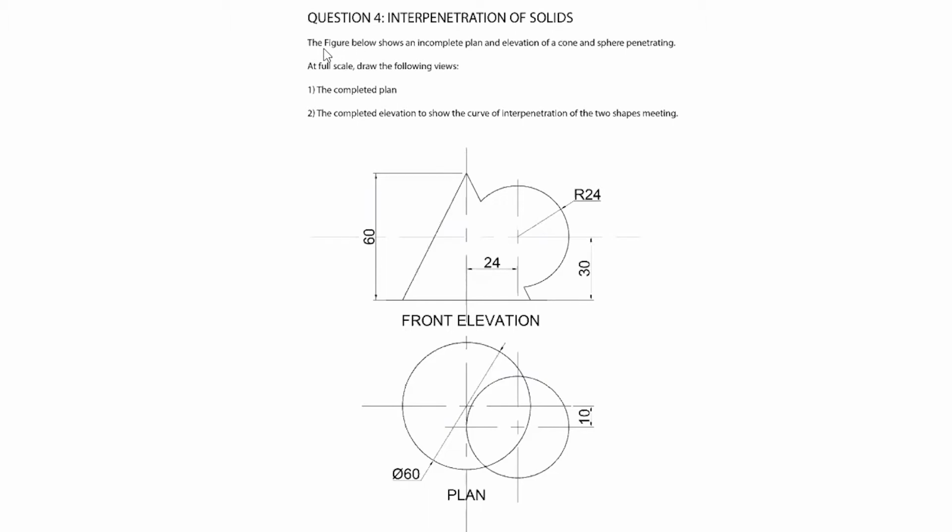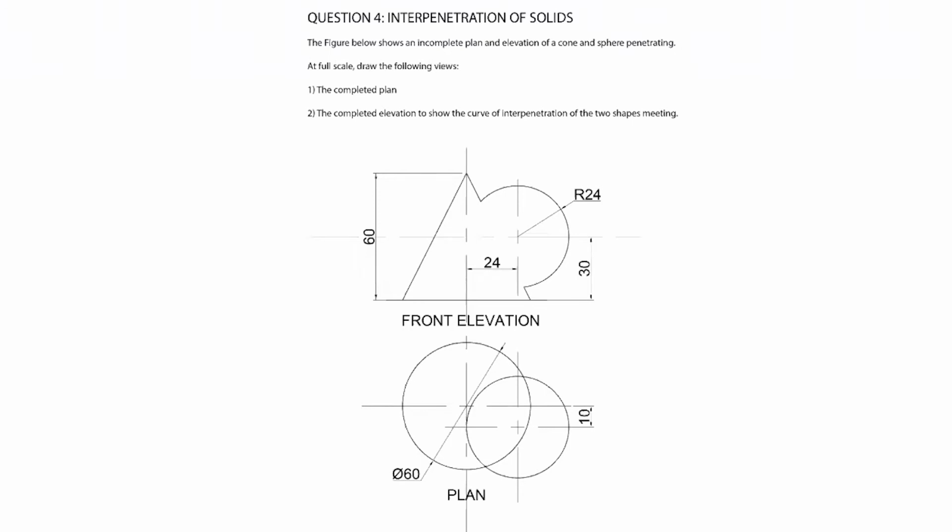It says: the figure below shows an incomplete plan and elevation of a cone and sphere penetrating. At full scale, draw the following views. Number one, the completed plan. Number two, the completed elevation to show the curve of interpenetration of the two shapes meeting. So what I just showed you was a model of the two shapes meeting, to give you an idea of what that will look like.